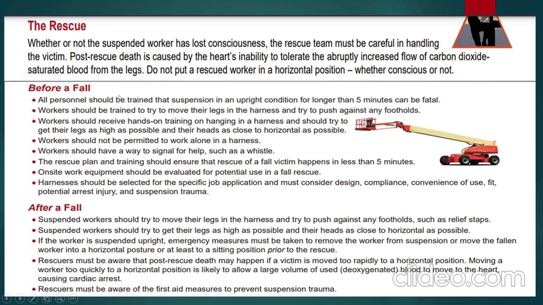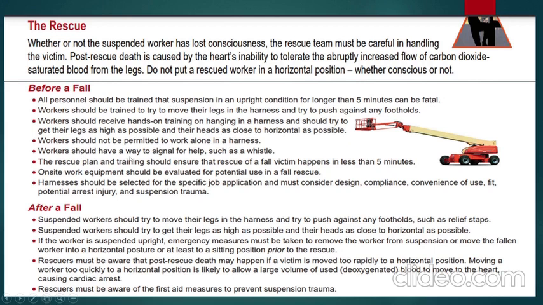Before a fall, all personnel should be trained that suspension in the upright condition for longer than 5 minutes can be fatal. Workers should be trained to try to move their legs in the harness and try to push against the footholds. Workers should receive hands-on training on hanging in a harness and should try to get their legs as high as possible, and their heads as close to horizontal as possible. Workers should not be permitted to walk alone in the harness.